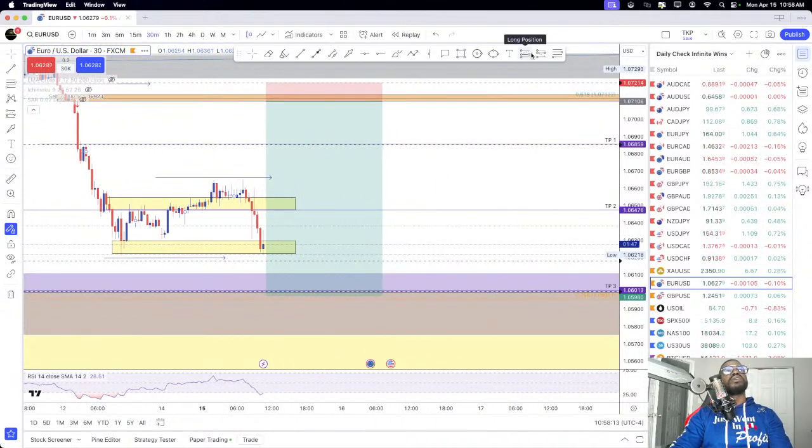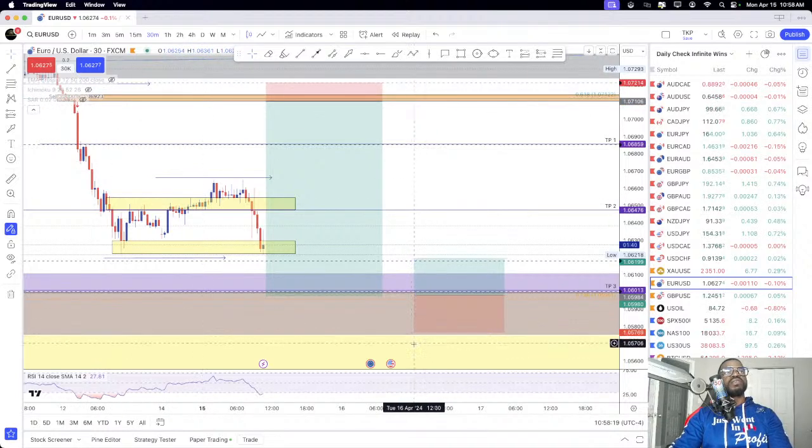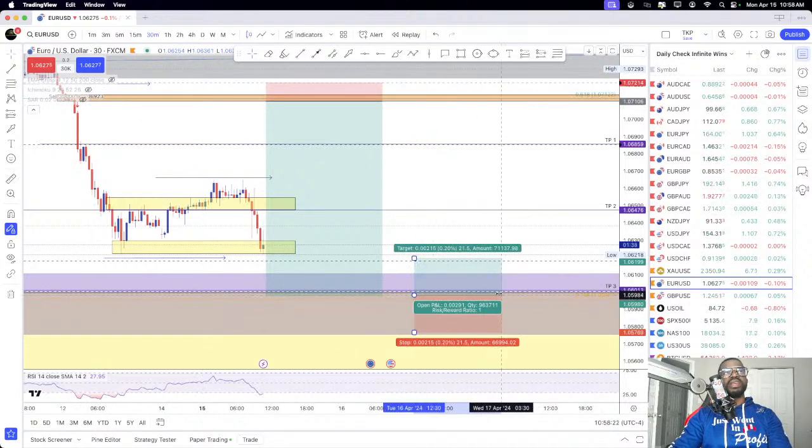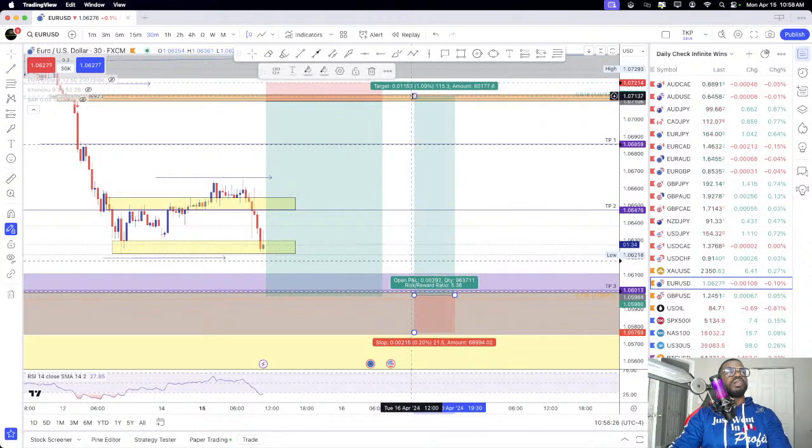So we'll just wait. We'll just wait. If it comes down to TP3 without hitting that entry area that we established last night, we will take this buy. We'll definitely buy to that level.